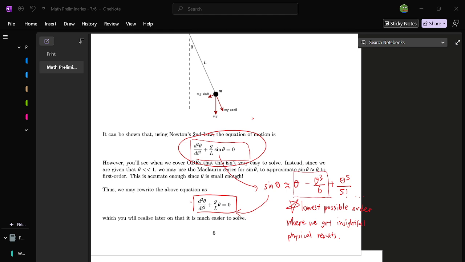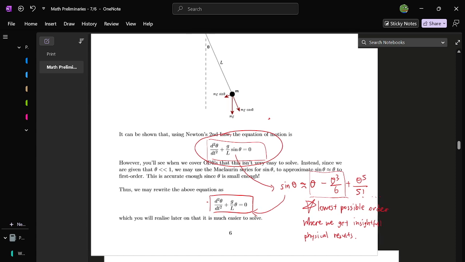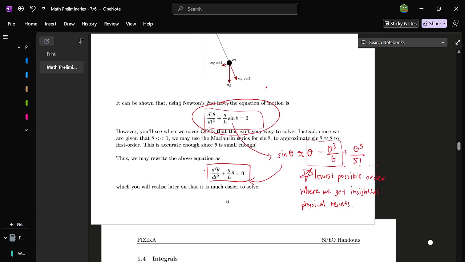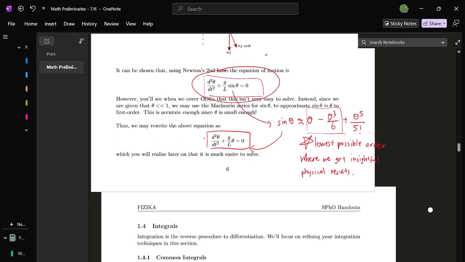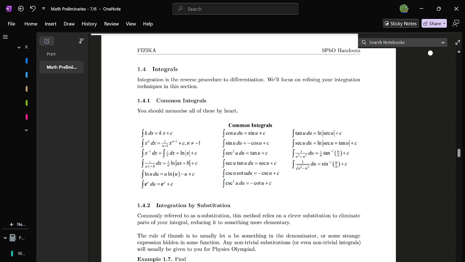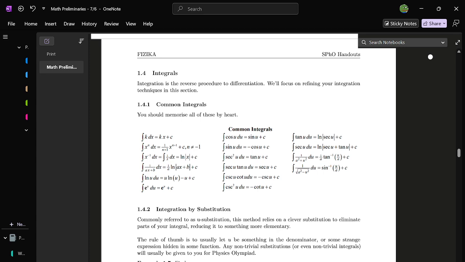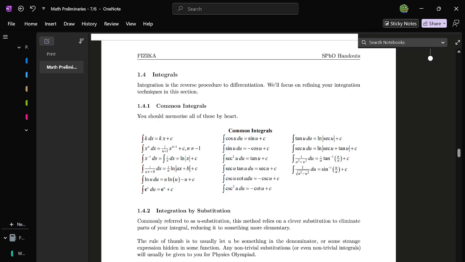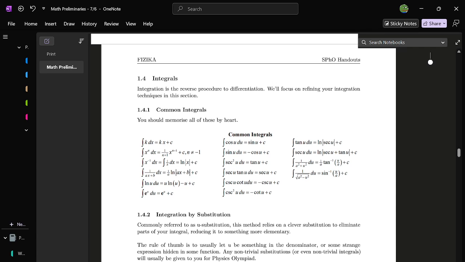Okay. Let's go back to this. So that sums it up for Maclaurin and Taylor series. Key point is know how to differentiate, and when you differentiate to find a series, go to the lowest possible order where you get insightful physical results. And with that, we move on to our next branch of math, which is integrals. This is just the reverse procedure to differentiation, and we'll just be focusing on your integration techniques here.